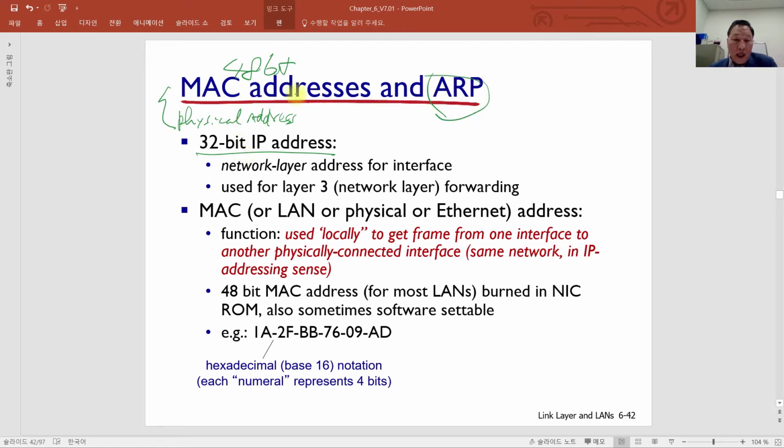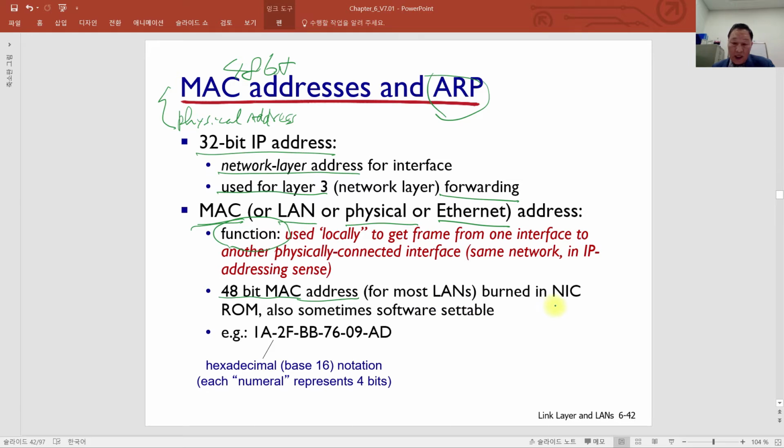To compare this MAC address to this 32-bit IP address, this is a network layer address for interface. We learned in the network layer. And this is used for layer 3 forwarding. But this MAC address, or LAN address, or physical address, or Ethernet address, with many different names, this function is used locally to get frame from one interface to another physically connected interface, in the same network in IP addressing sense.